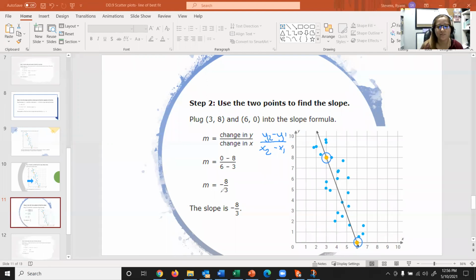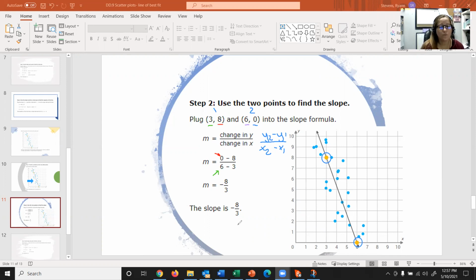with this line. So if we label this one as ordered pair number 1 and this one as ordered pair number 2, we would plug in y sub 2, which is 0, and then we would plug in y sub 1, which is 8. So right here we get 0 minus 8. And then if we continue, we're going to go to x sub 2, which is going to be 6, and then x sub 1, which would be 3. So we would have 6 minus 3. When we solve this, 0 minus 8 is going to give us an answer of negative 8, and then 6 minus 3 is just going to give us 3.